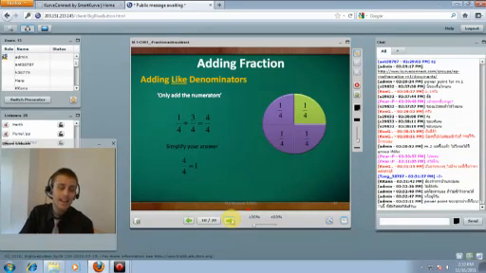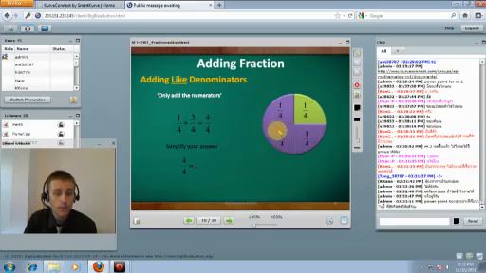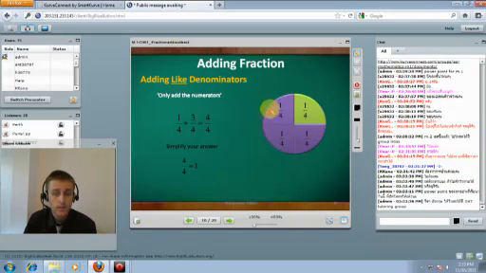Now, adding like denominators. You only add the numerator. You pull the denominator over, and you only add the numerator. So, in this picture, you have 1/4, and then you are adding 3/4. The answer is 4 over 4. Simplify your answer. 4 over 4 is 1.